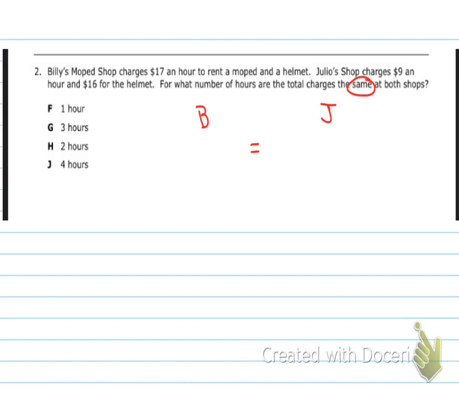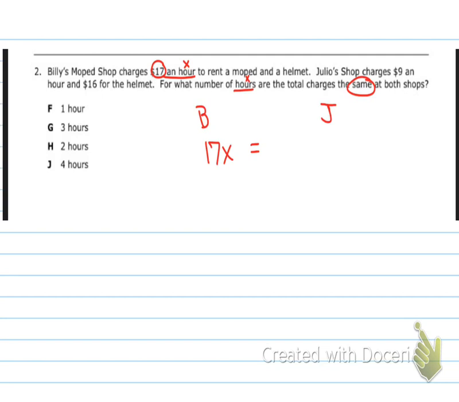So for what number of hours? If anything, if I put emphasis on hours, hours is what I'm trying to solve for. So hours is my X value. So everywhere you see hours, because that's what I'm solving for, that's your X. So when it starts off saying Billy's moped shop charges 17 an hour, this 17 an hour is my X. So I would say Billy's is 17X.